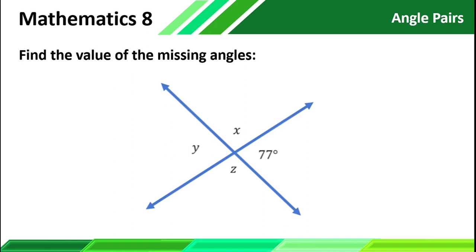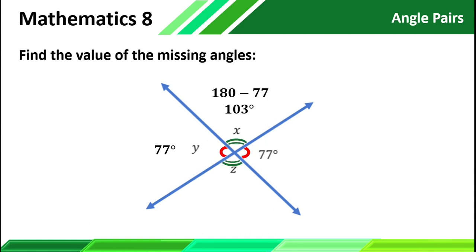So in this given figure, we have missing angles which are angles X, Y, and Z, and we have a given which is 77 degrees. We know that angle Y and the 77 degrees angle are vertical angles, so we can say that Y measures 77 degrees. We also know that angle Y and angle X are a linear pair. Therefore, they form 180 degrees. So to find the value of X, we just simply subtract 77 from 180, so that is 103 degrees.